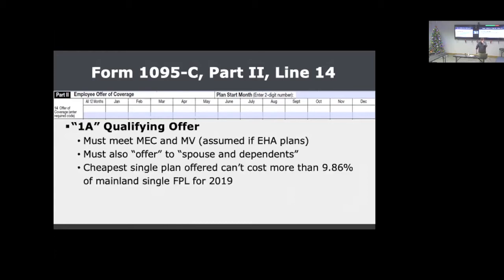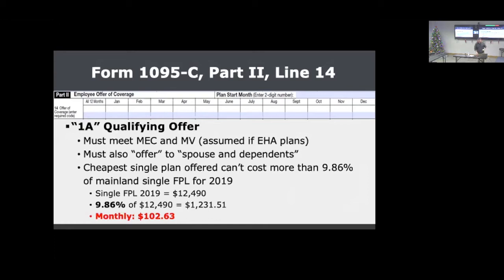And again, it's based on the cheapest single plan offered, and that plan cannot cost more than 9.86% of the mainland single FPL, federal poverty line, for 2019. This is different than the affordability calculation. What this is saying is the government isn't even going to pick this form up again to look at the employee's household income. If we can tell them that the employee didn't have to pay any more than 9.86% of the single federal poverty line. So for 2019, the single federal poverty line is $12,490. 9.86% of that is $1,231.51. That means as long as you don't ask any employee that you're reporting on to pay more than $102.63, you can use the 1A offer code.